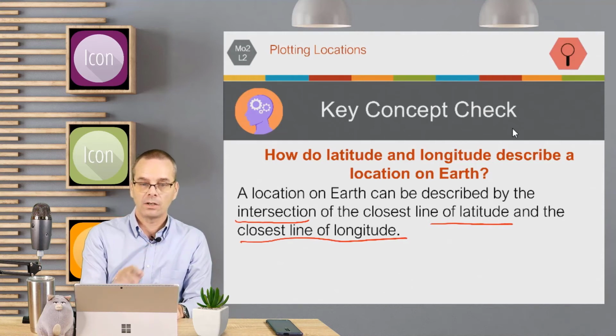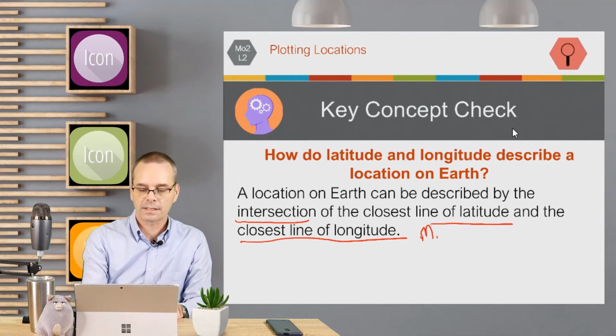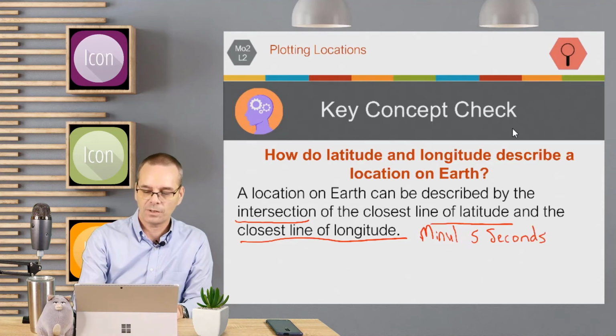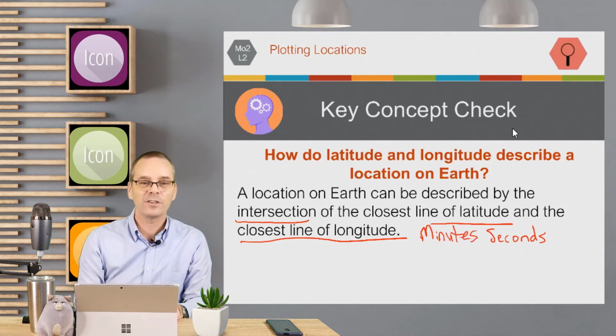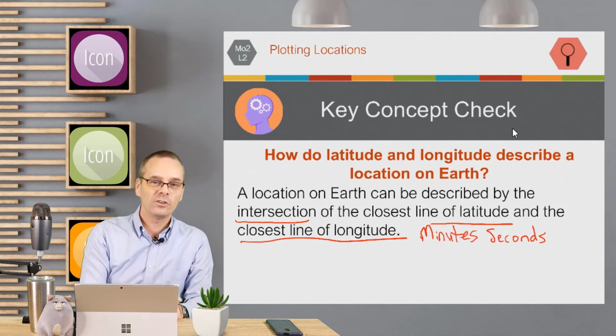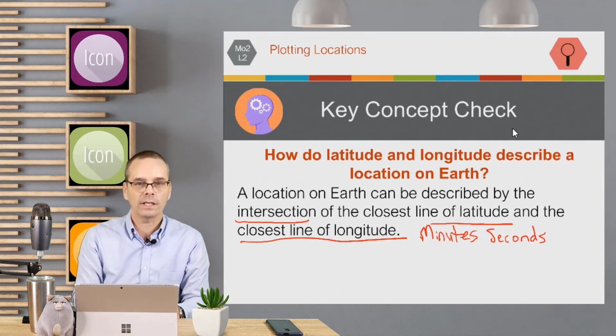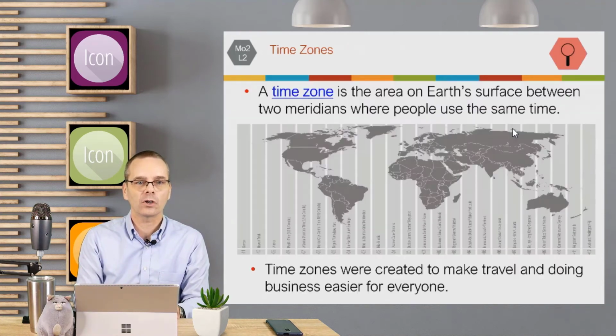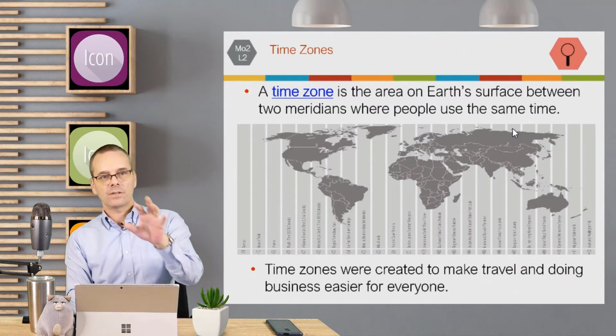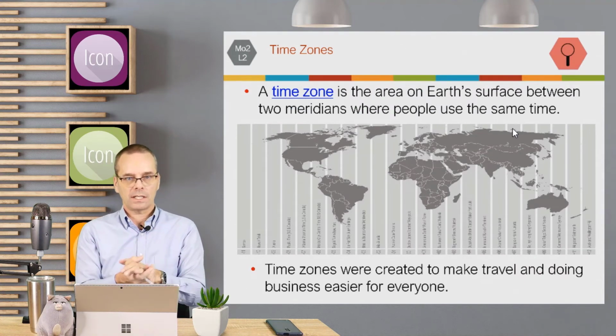And then from there, we use the minutes and the seconds to find out the exact location. Let me do this. Sorry, my handwriting is pretty bad. So then you use the minutes and the seconds to get more and more accurate as to the location on Earth.